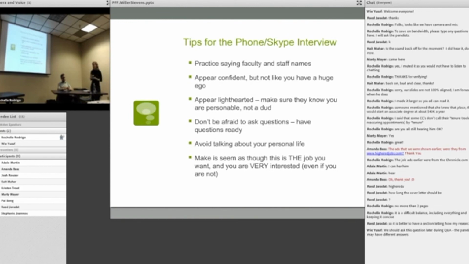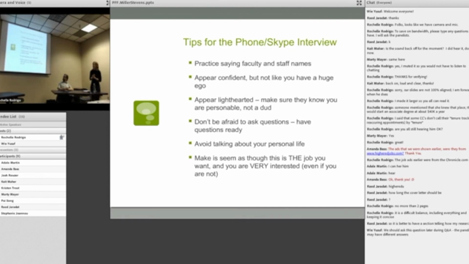Appear lighthearted. Make sure that they know you are personable and you're not a dud. So in your presentation, add in a few comments here and there that are lighthearted, or on the phone, lightly laugh at some point. Just show that you're not a really serious person, but that you can fit in well as a colleague, as a person. As the other people on the panel have said, they're looking at your credentials, but they also want to know that you as a person fit in well. So you want to show that.